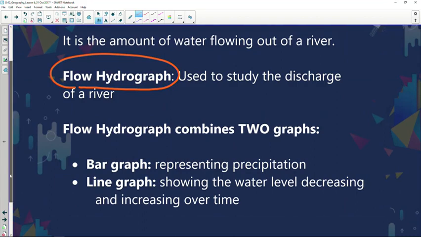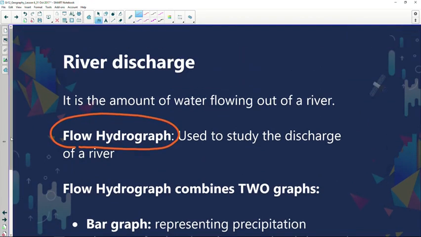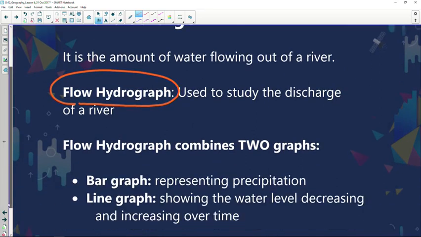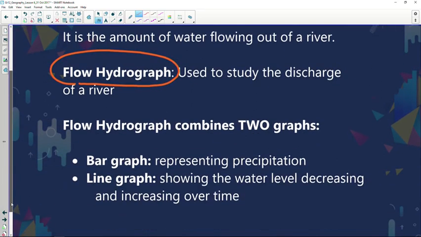Now, if we go back to the definition of discharge, it is the amount of water flowing out of the river. We want to see how quickly the river gets rid of this water. And the bar graph represents the amount of precipitation.